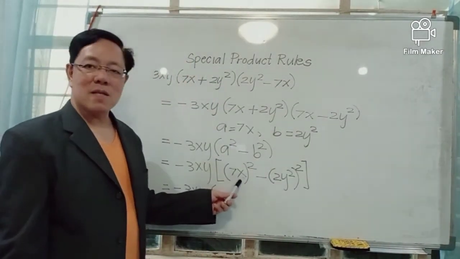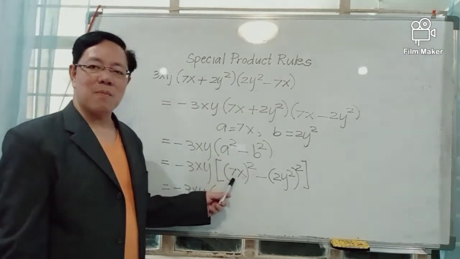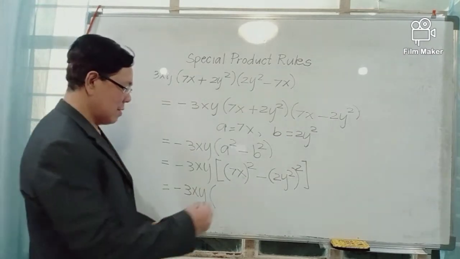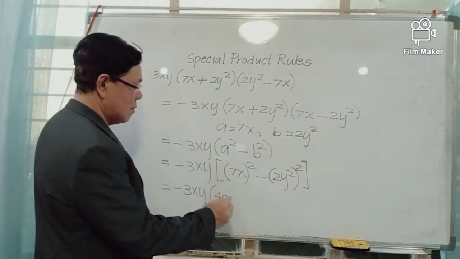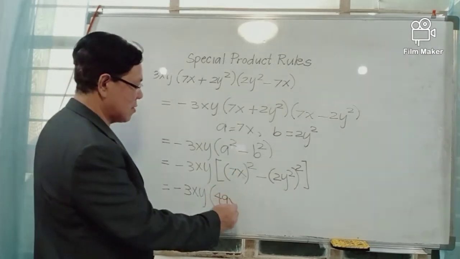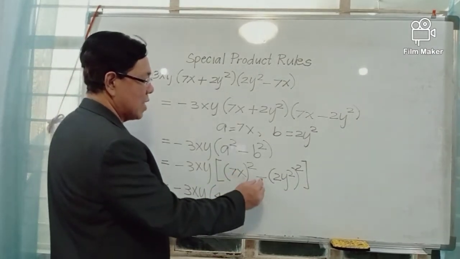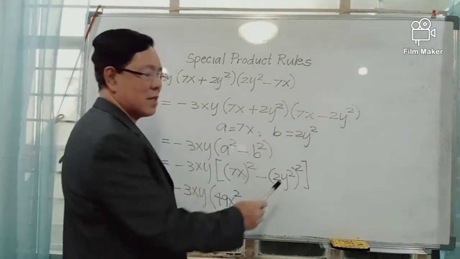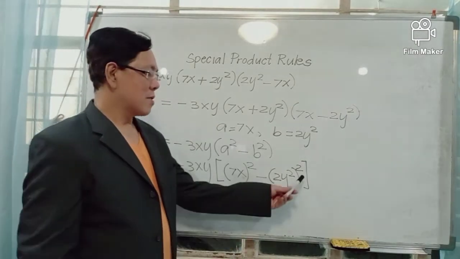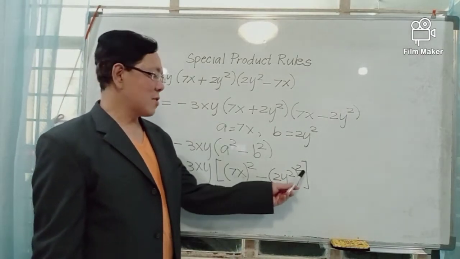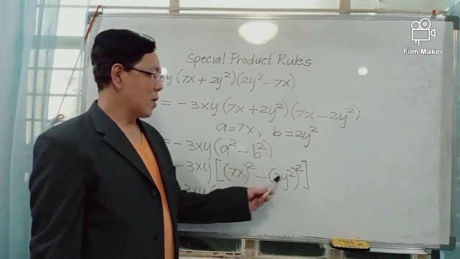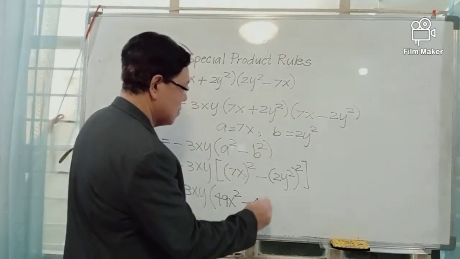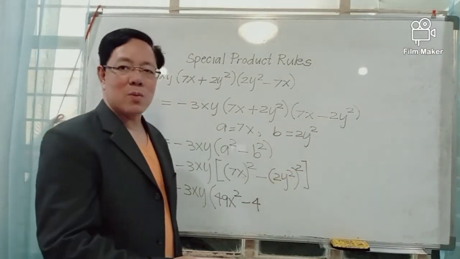The square of 7x equals the square of 7 multiplied by the square of x. The square of 7 is 49. You write 49 multiplied by the square of x, x squared, minus, again by property of exponent, the square of 2y squared is equal to the square of 2 multiplied by the square of y squared. The square of 2 is 4 multiplied by the square of y squared.